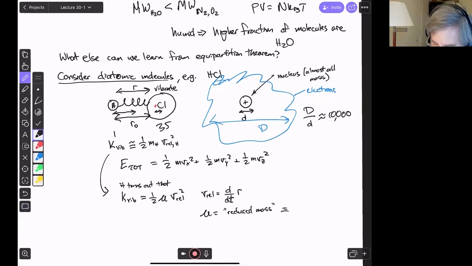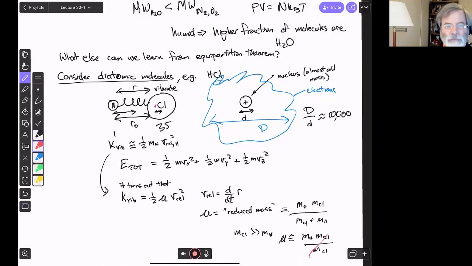And that is defined to be the mass of the hydrogen times the mass of the chlorine over the mass of the chlorine plus the mass of the hydrogen. Now notice in the case that we're talking about, where the mass of the chlorine is much greater than the mass of the hydrogen, that means that the denominator is approximately just equal to the mass of the chlorine, because that hydrogen is a small correction. And so then I can cancel these two. And so the reduced mass is approximately equal to the mass of the hydrogen.